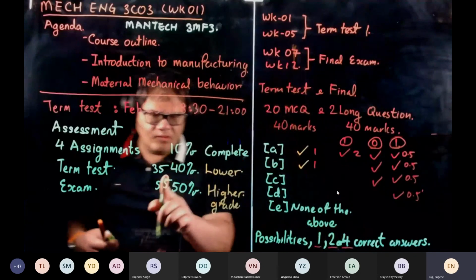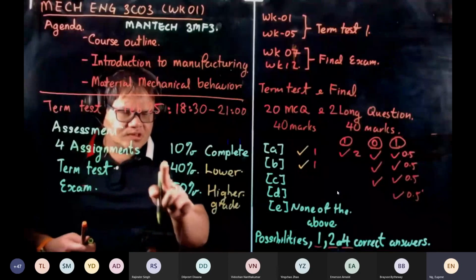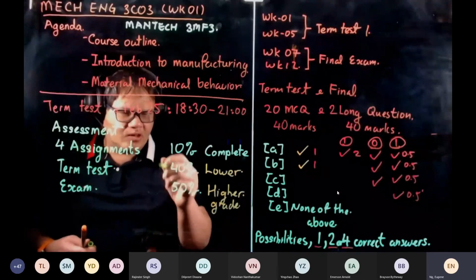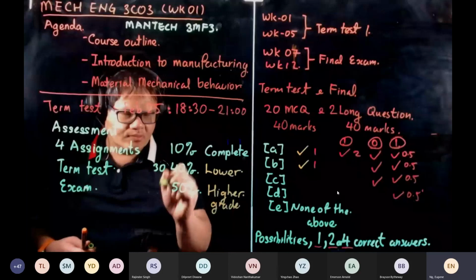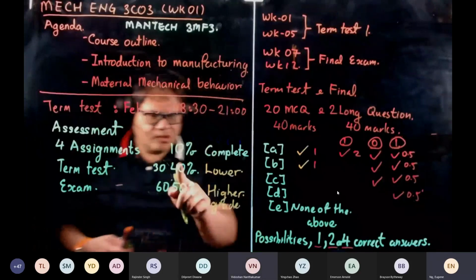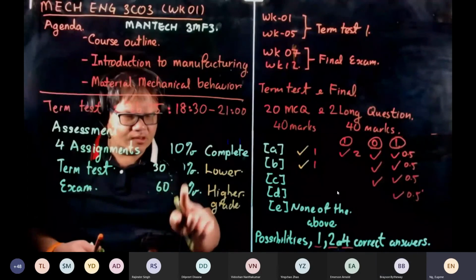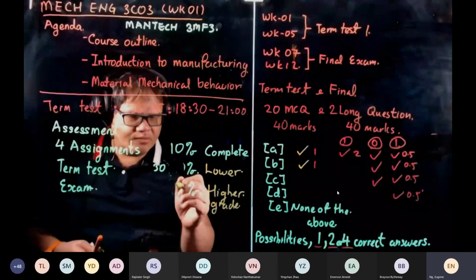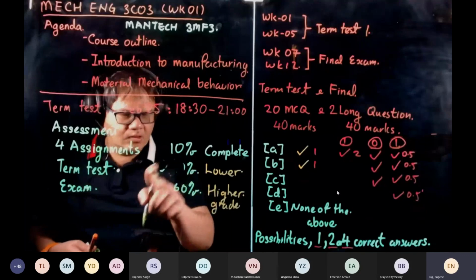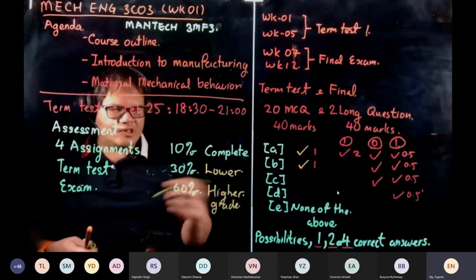Okay, so let me tell you what's the best I could do. This is the best, I cannot do any more. So 30 and 60. How's that? Yeah, that's perfect. Okay, perfect. I don't want you to be too stressed. So your higher marks will be worth 60%, and your low marks will be worth 30%. So this is exactly the same.